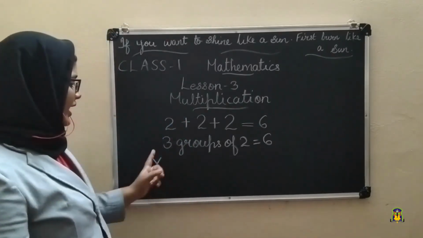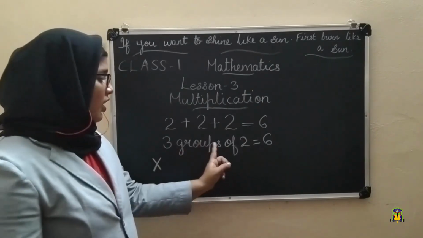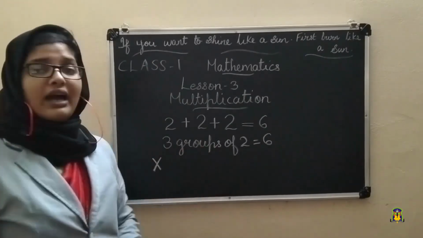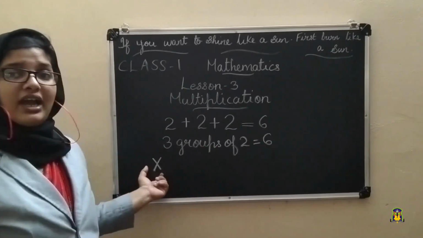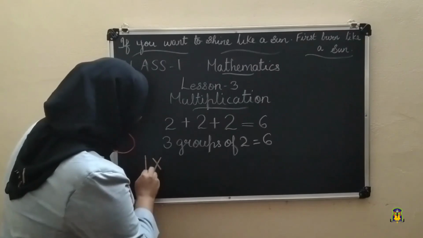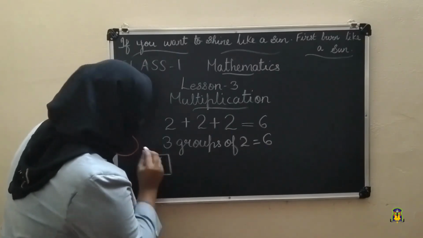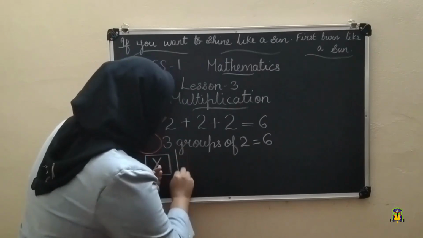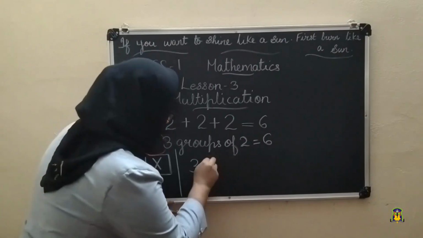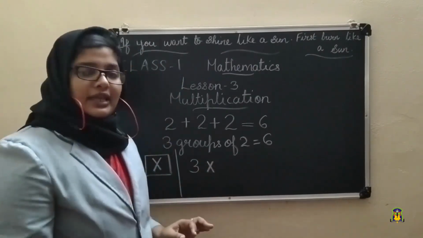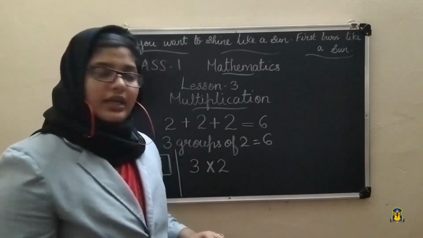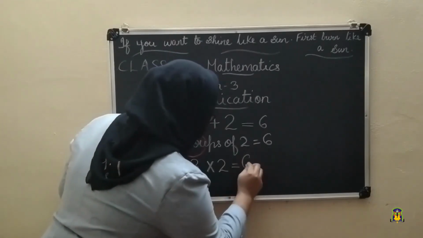So we have to write these 3 groups of 2 equal 6. Instead of this groups of, we have to use this into sign and write. All of you look here. This is the symbol of multiplication. So I will write 3, and instead of groups of, we put the into sign. Then we write the next number, that is 2. Then we write equal to 6.